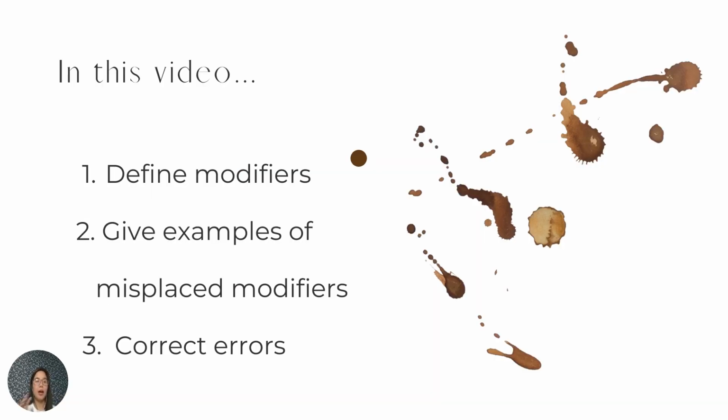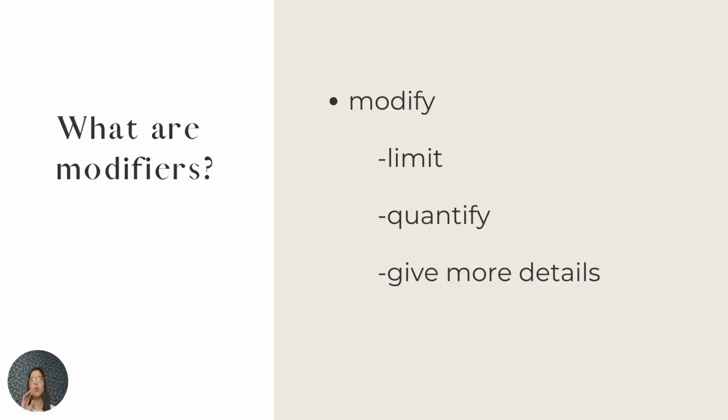In this video, I am going to define modifiers, give you examples of misplaced modifiers, and how to correct these errors. So first, what are modifiers? From the root word modify, meaning change, modifiers change the sentence in a way by limiting, quantifying, or giving more details. The purpose of using modifiers is to clarify or to give emphasis about the word or words in the sentence. So I'll give you more details about this later on.